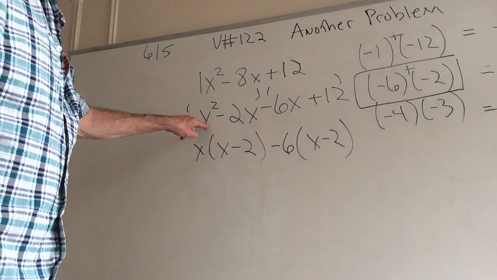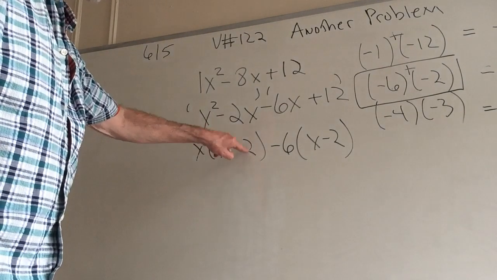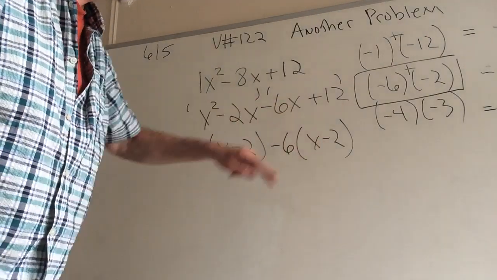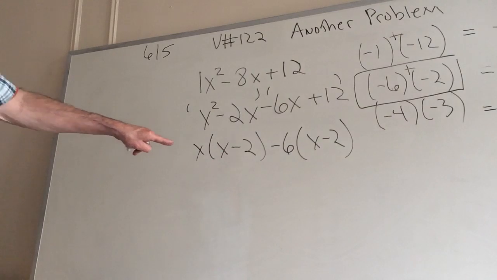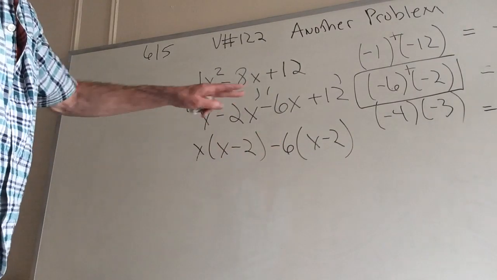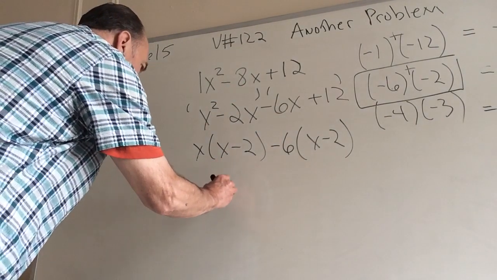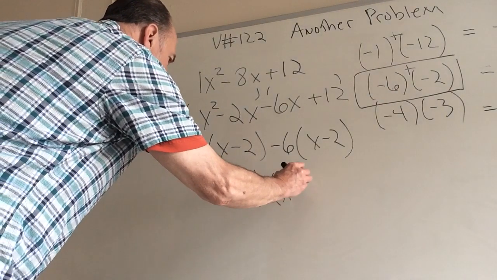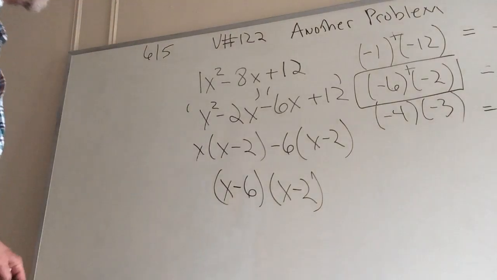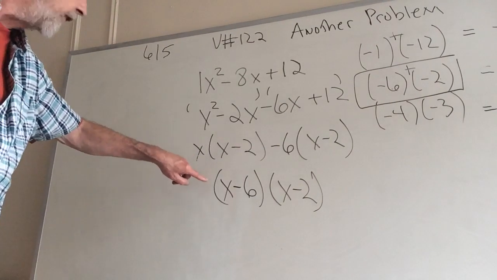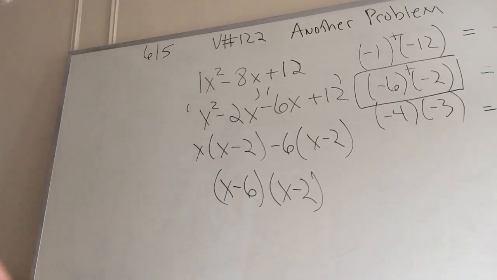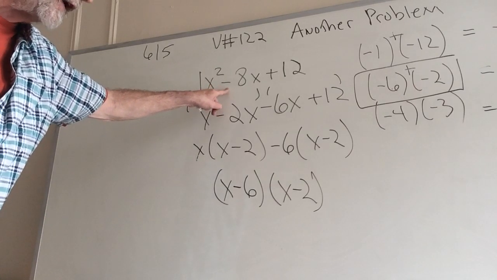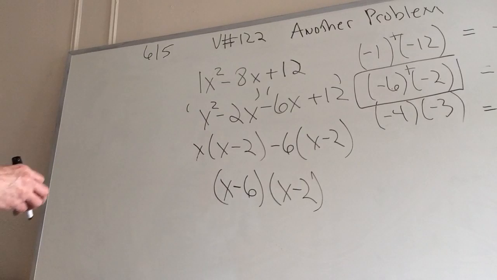X times x is x squared. X times 2 is negative 2x. Negative 6 times x is negative 6x, and then negative 6 times negative 2 is 12. So I just rewrote this. But the x and the negative 6 are connected with the same factor, so in any order, I factored it. And I'm not going to FOIL this or check it now. I went from here to here. This is the answer for this. In this case, the middle term was negative. You'll have to look at that.